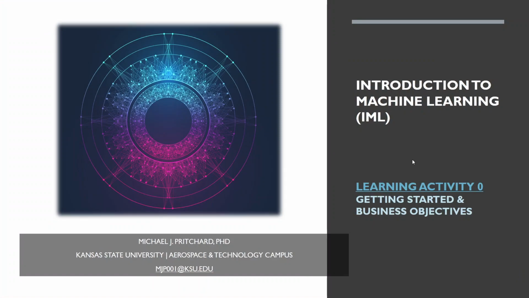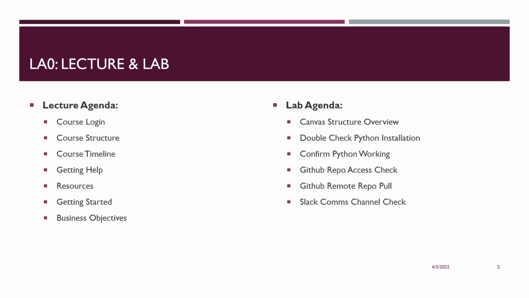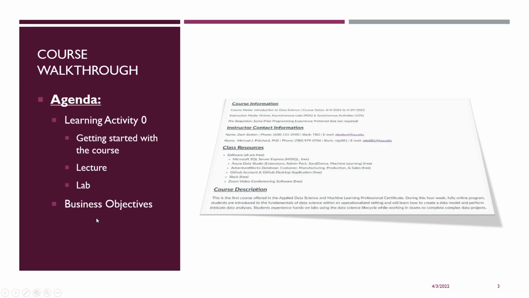All right. So, welcome to our very first lecture for IML. And now we're getting past the getting started stuff. So, let's jump into the business objectives and what we're going to do. So, we've got the course login, course structure, course timeline, getting help. We've kind of covered some of that. I'll circle back to course login just to make sure that everyone's okay in that regard. Of course, getting help. I mentioned that resources, and then business objectives.